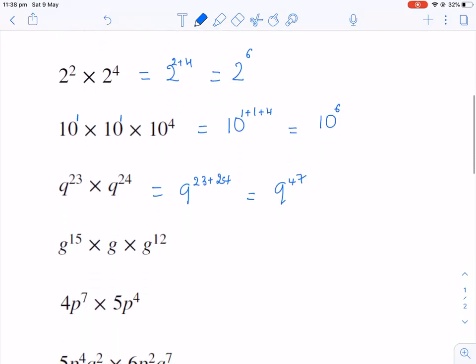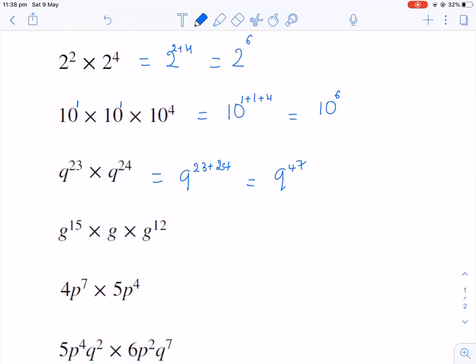How about this example? G to the power 15 times G to the power 12. Remember, G standing by itself is G to the power 1. And here, with the first index law, we're going to keep the same base, which is G, and we add all the indices, 15 plus 1 plus 12 equals G to the power of 28.